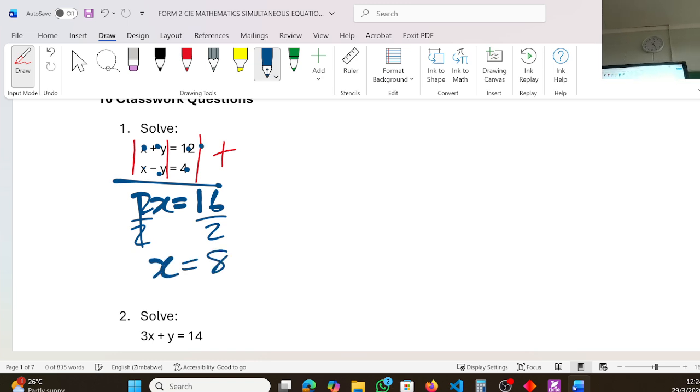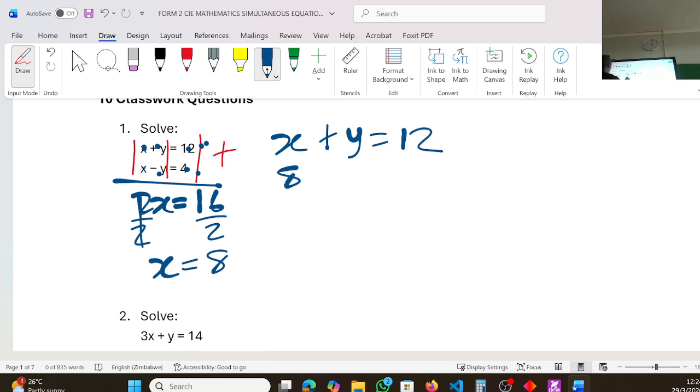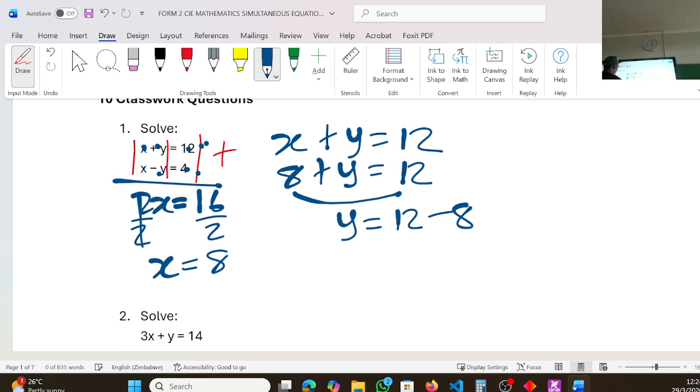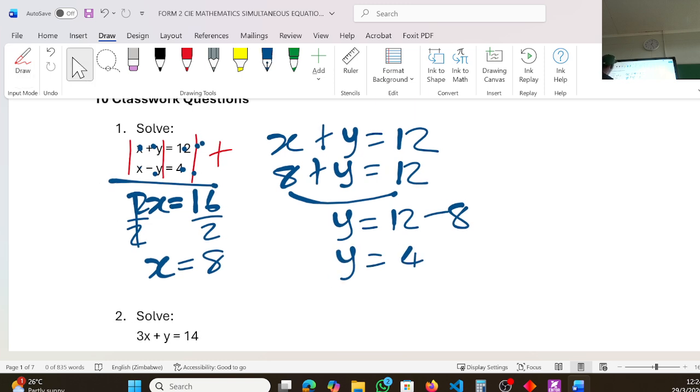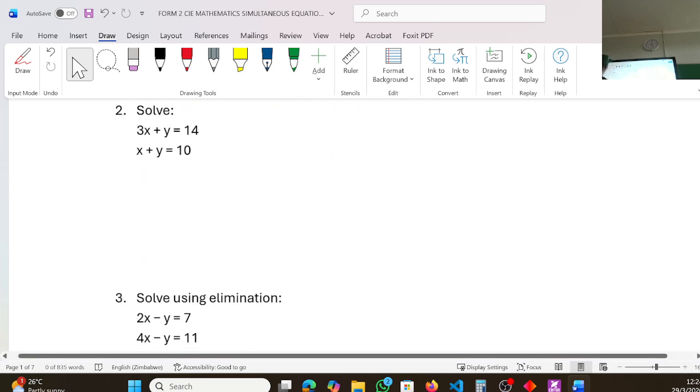Then I pick any of these two equations. Now, the first one is nice, which says x plus y is equal to 12. I put my x as 8, so it's 8 plus y equal to 12. When I transpose this, I end up having y equal to 12 minus 8. Therefore, my y is actually 4. So I now have two values for x and for y.